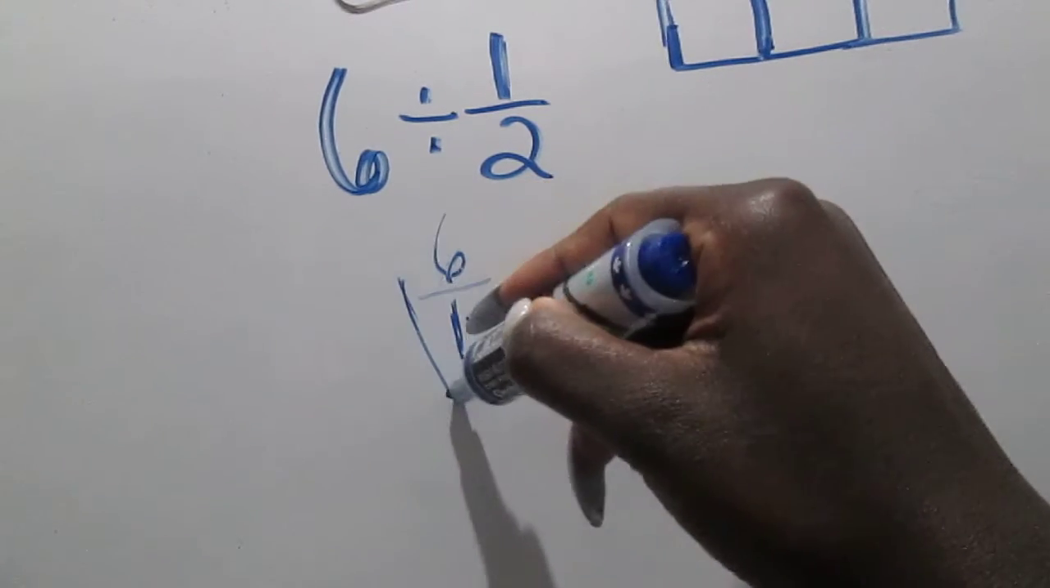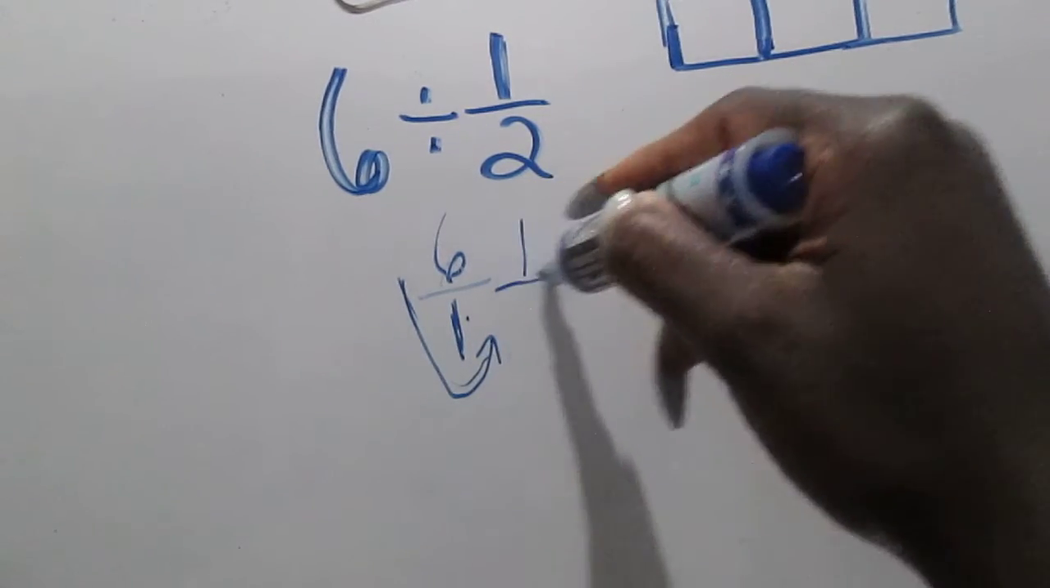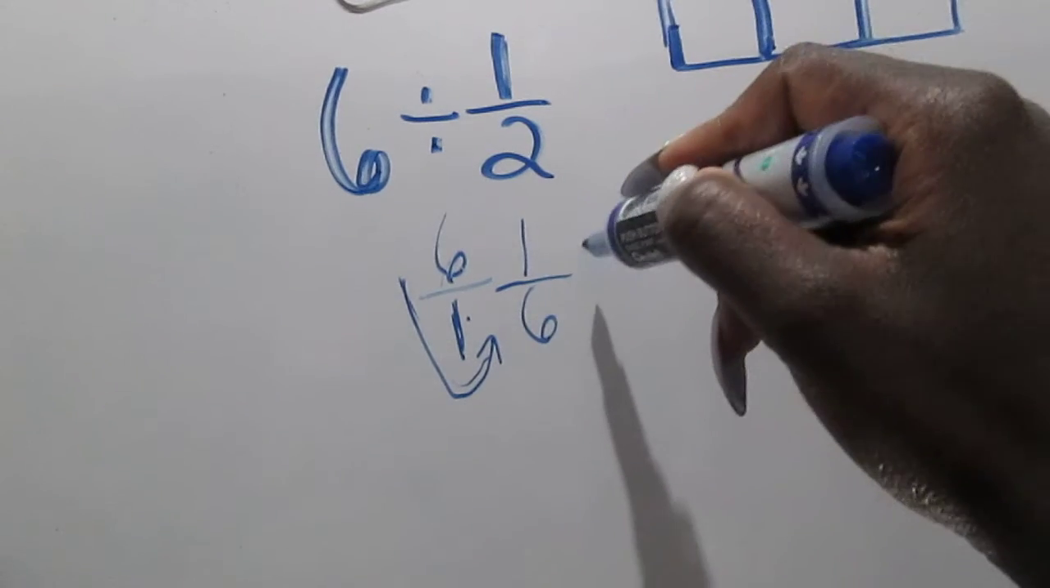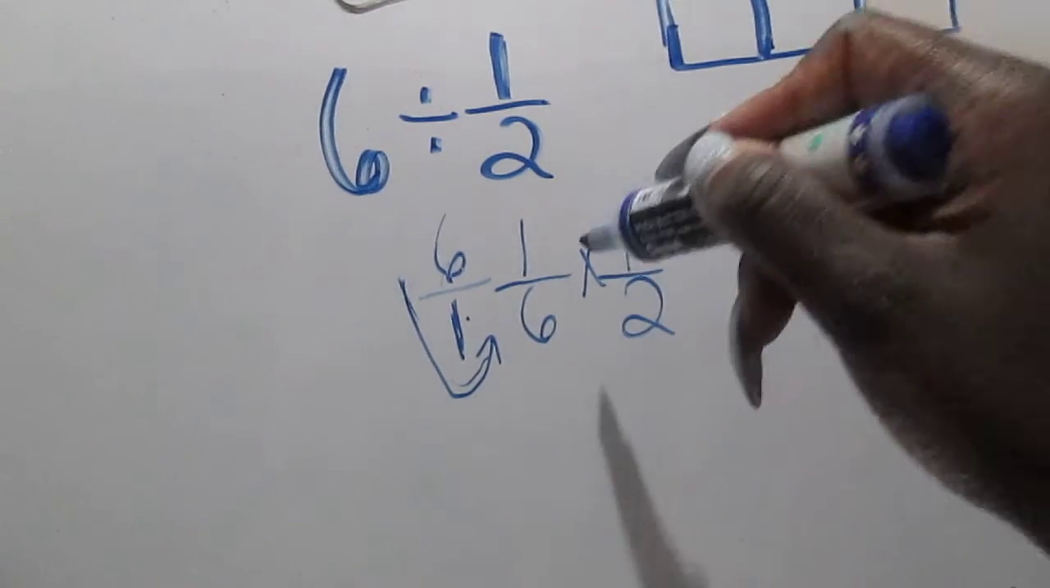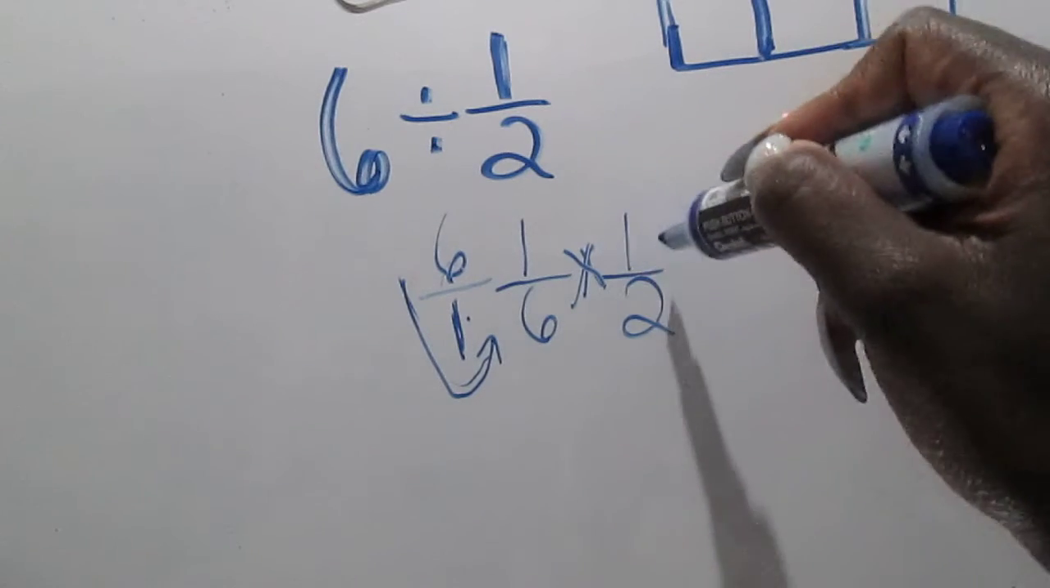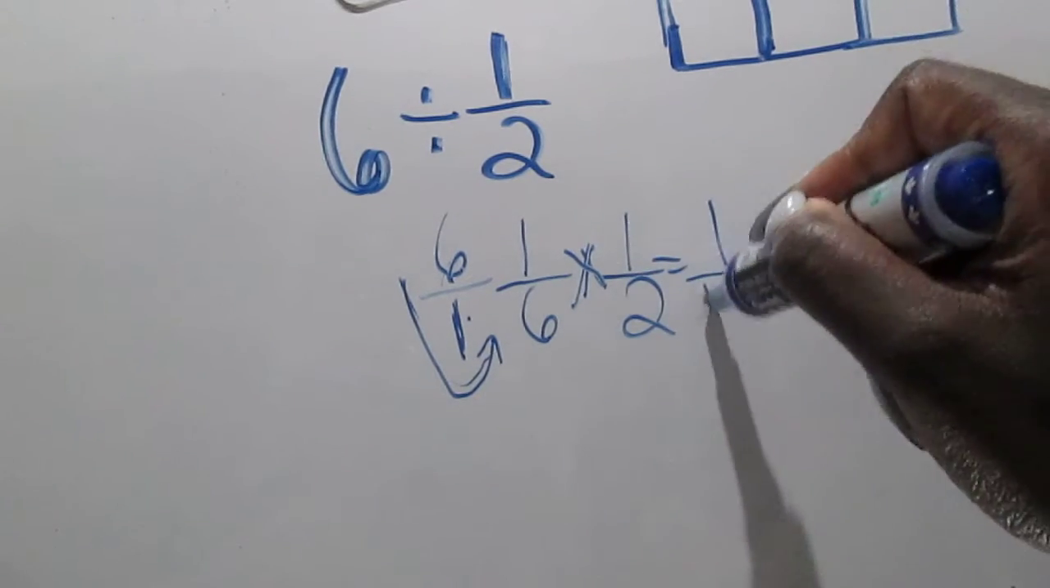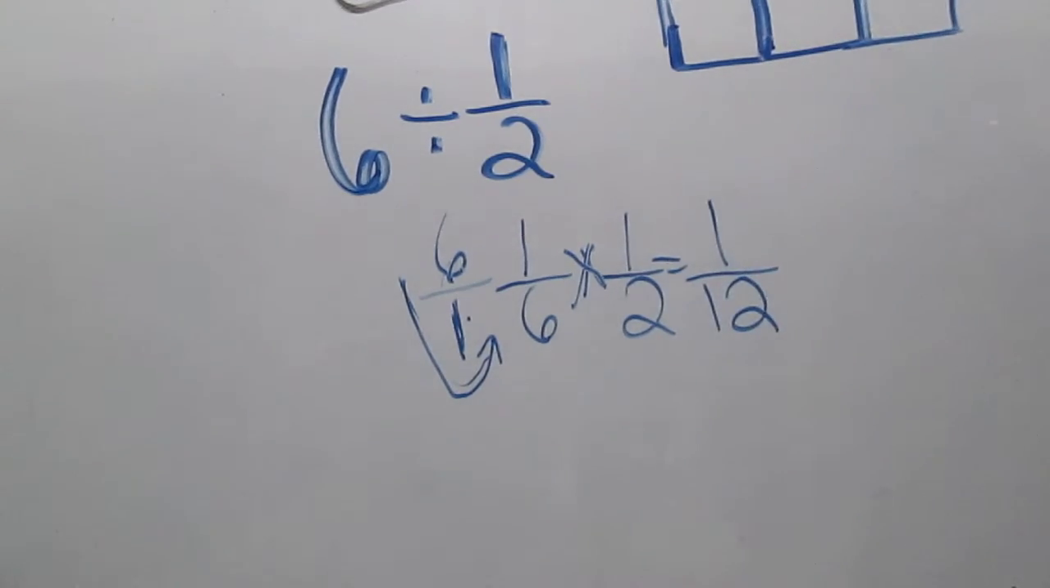Then my next step is going to be to flip it. I'm going to flip that upside down and make it 1/6. Then I'm going to use inverse operation. Instead of divide, I'm going to multiply that and make it 1 over 12.